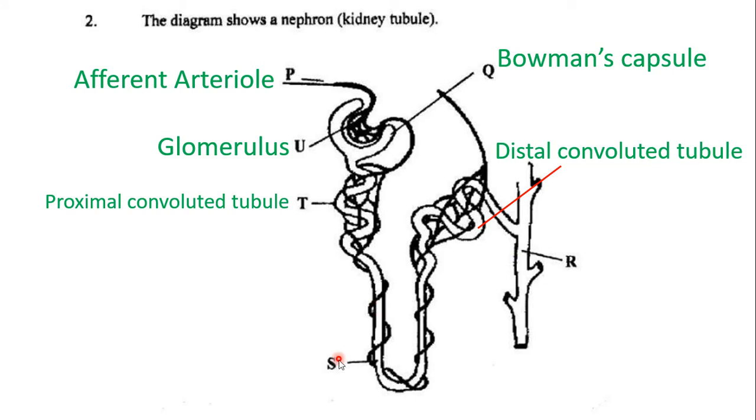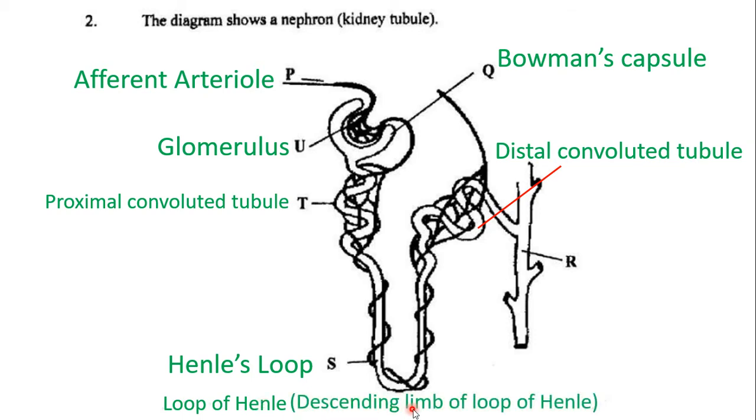Okay, so let's consider the structure labeled S. The structure labeled S is called Henle's loop. It also goes by the name loop of Henle, so either one of these could work. If we want to be really specific, this is actually the descending limb of the loop of Henle.